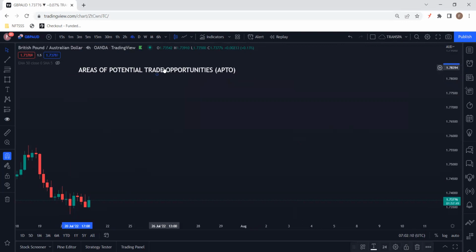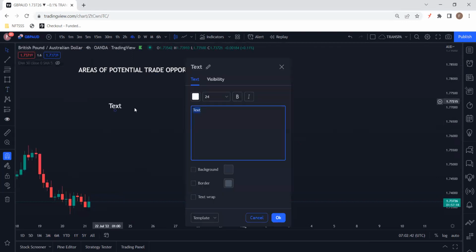How do we identify these areas? How do we identify APTO, areas of potential trade opportunities? Since we know these are the best areas to buy in an uptrend and sell in a downtrend, these are the best areas to take high probability trades. There are three scenarios that I will use to explain how to identify these areas of potential trade opportunities. And I'm going to talk about every one of these scenarios in detail shortly.